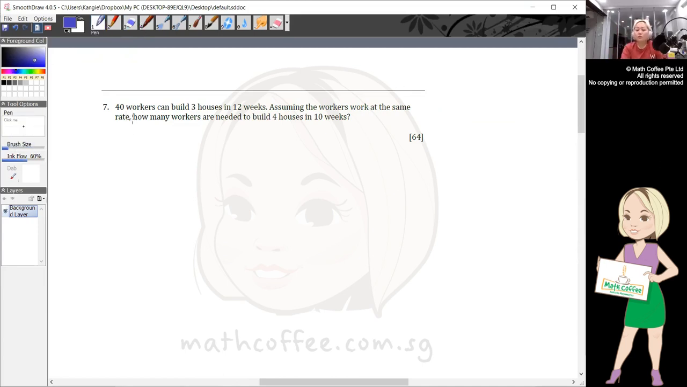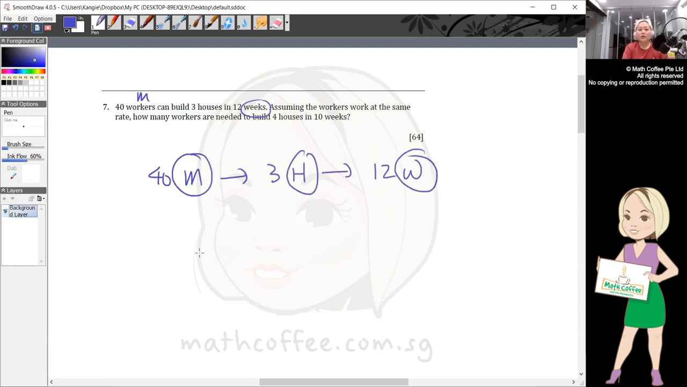There are 40 workers who can build 3 houses in 12 weeks. I'm going to let the worker be W. Actually, I should not use W, I shall use men. Why? Because later for weeks I use W, and with so many W's I get confused. So I have 40 men, 3 houses, and it takes 12 weeks. So I have 3 letters, M, H, and W. Like I mentioned, I need to find out how they are related, whether they are direct proportion or inverse proportion. So let's start with M and H.